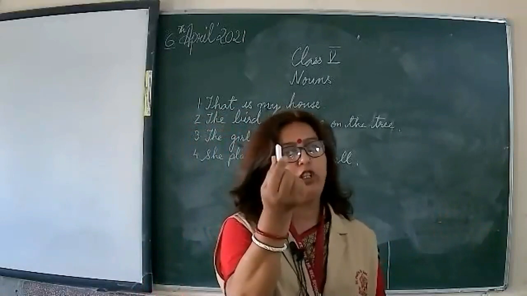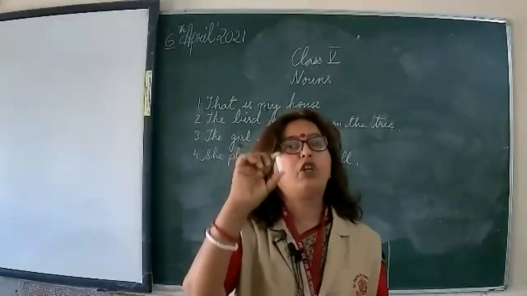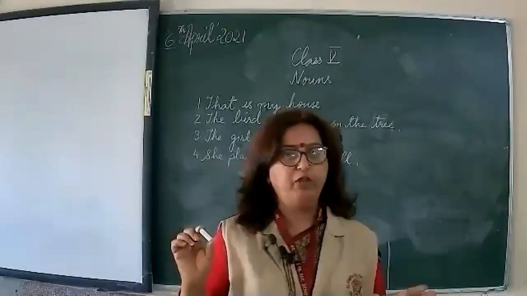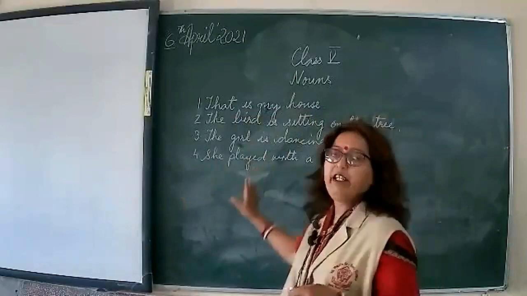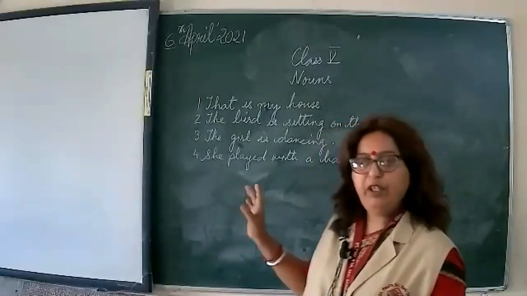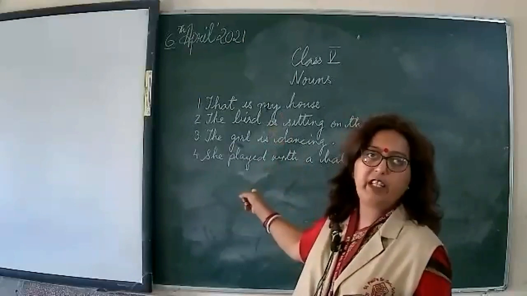This is a chalk. This particular item has a name. So this is called a noun. That was clear? Now, yesterday I had given some sentences and we had done the exercises. If there is anyone who missed out yesterday, you can take down the sentences from here.